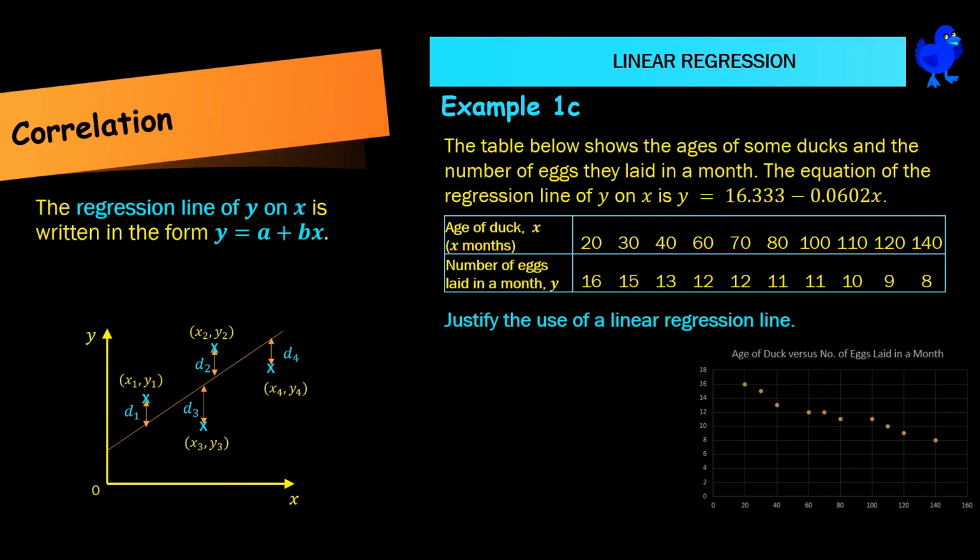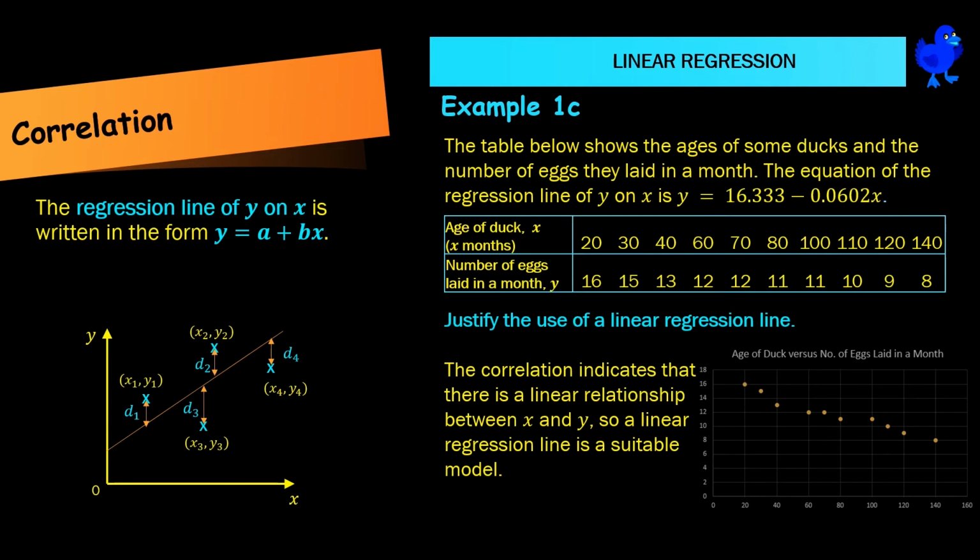In Part C, you are required to justify the use of a linear regression line. So for this we need to look at the way the dots are moving through the scatter diagram. So the correlation indicates that there is a linear relationship between x and y. Therefore, a linear regression line is a suitable model.